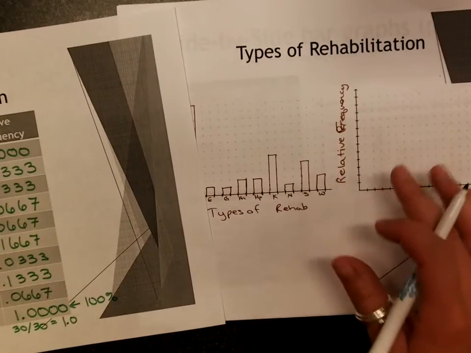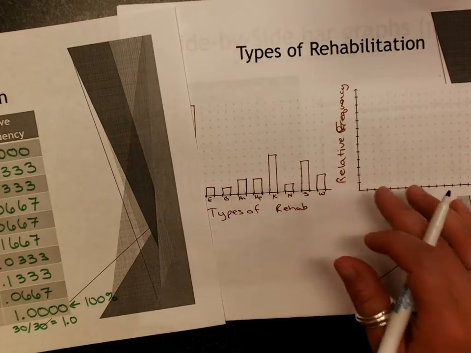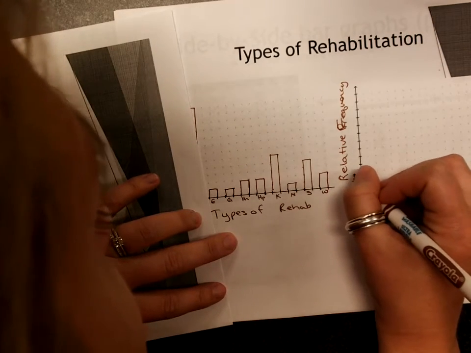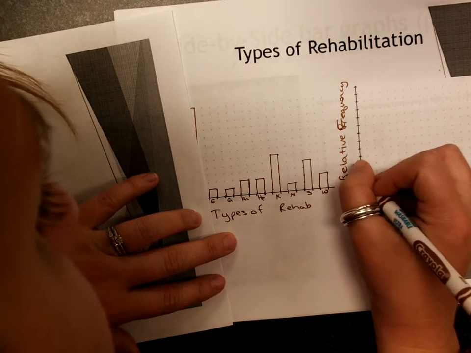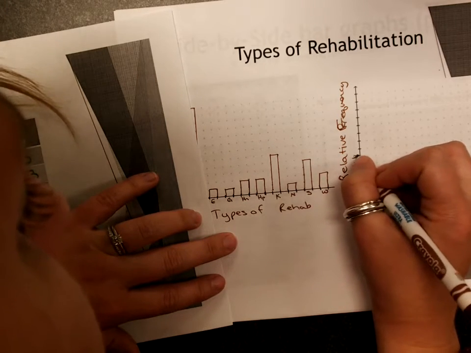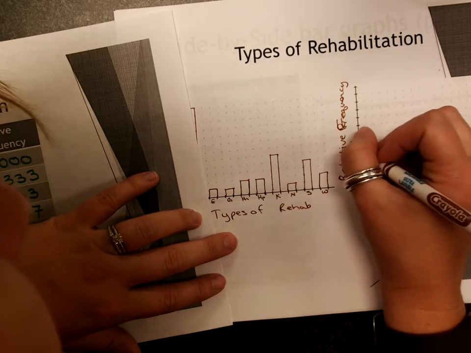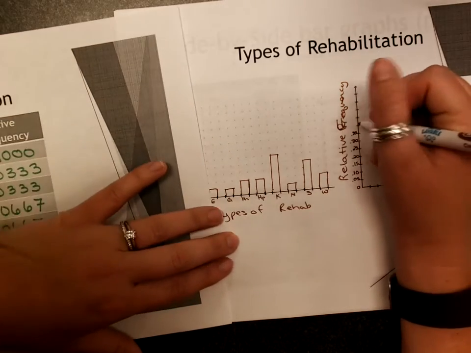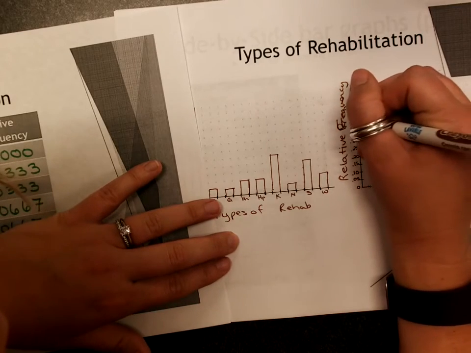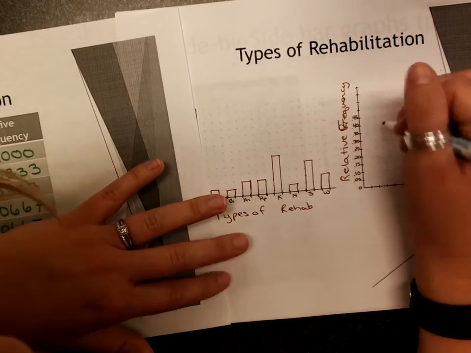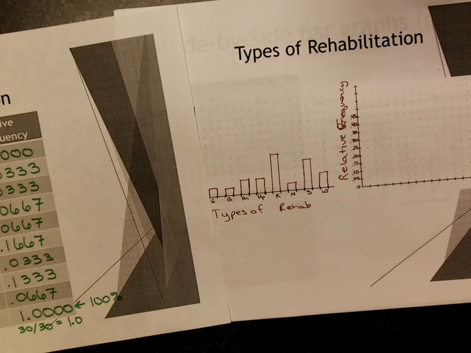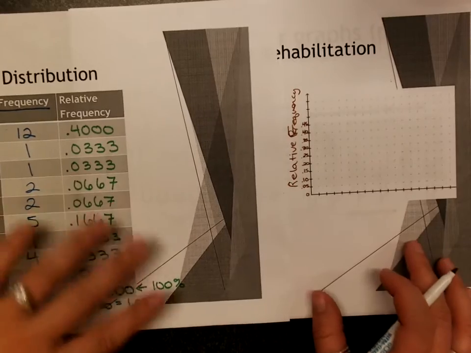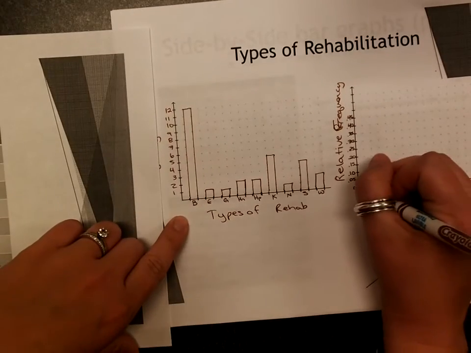So on your scale, I believe we can count by 0.05, 0.10, 0.15, 0.20, 0.25, all the way up, counting by 0.05 at a time, to 0.40, and we can stop there because we know our highest is 0.40. So you scale that however seems appropriate for you. And then we'll do the same thing, list our categories.